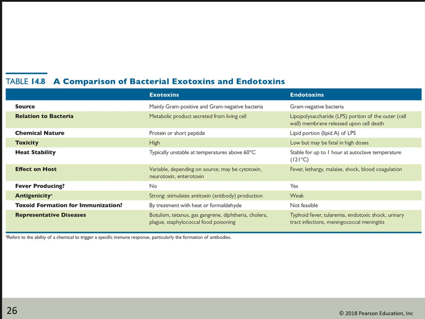Here's a comparison of exotoxins and endotoxins. So exotoxins can come from gram-positive and gram-negative bacteria. Endotoxins come from gram-negative bacteria, not gram-positive bacteria. The relationship is for exotoxins is that they are metabolic products that are secreted from the living cell. Endotoxins, on the other hand, is LPS, which is a portion of the outer cell wall and the membrane that's released upon cell death. I'm not going to read through this entire table.